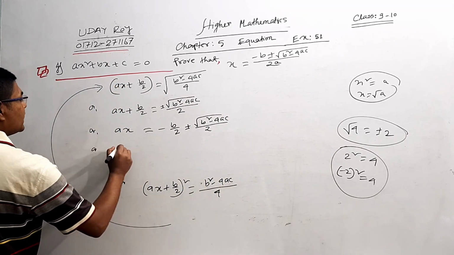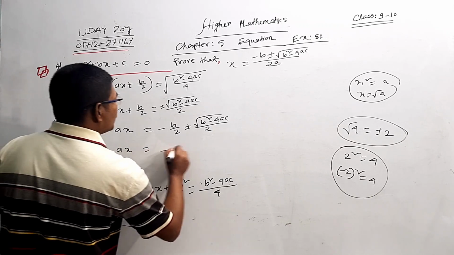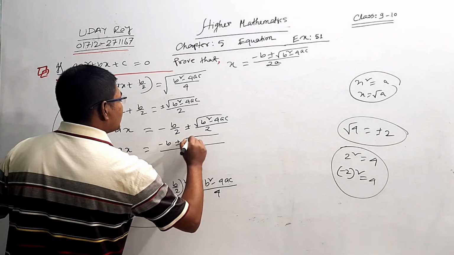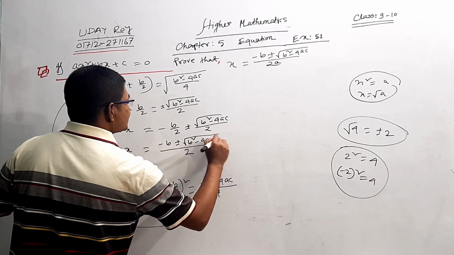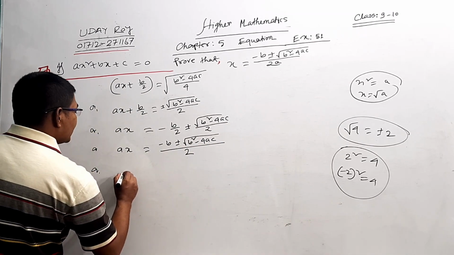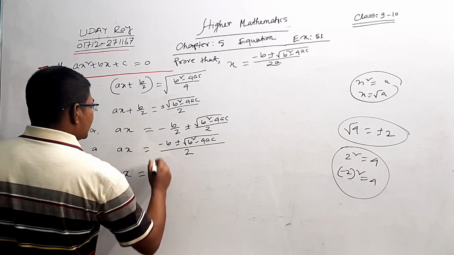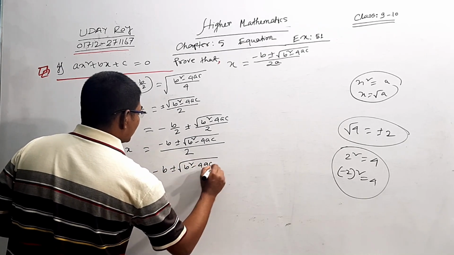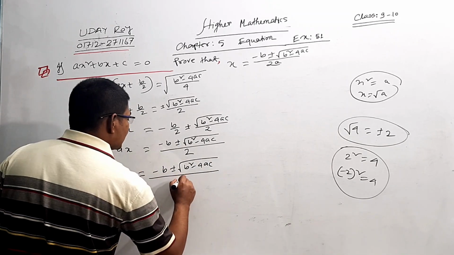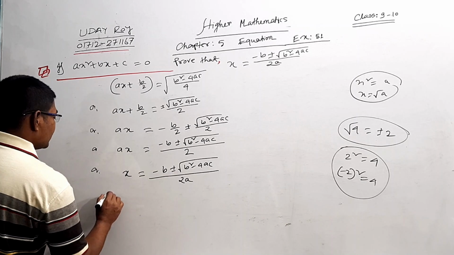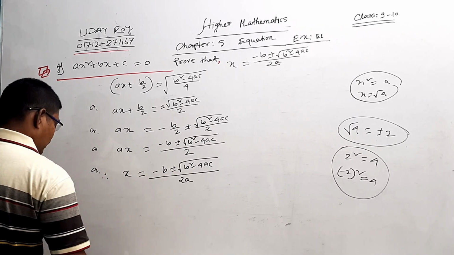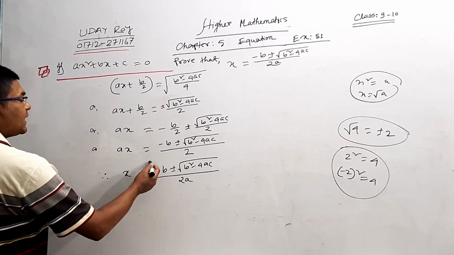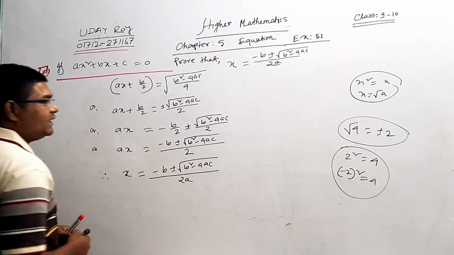Let's come back. x equal to, the LCM is 2a, minus b plus minus the square root of b square minus 4ac. You can see here is minus b plus minus square root of b square minus 4ac, here is a, so we can write 2a. Therefore x equal to minus b plus minus square root of b square minus 4ac divided by twice a.